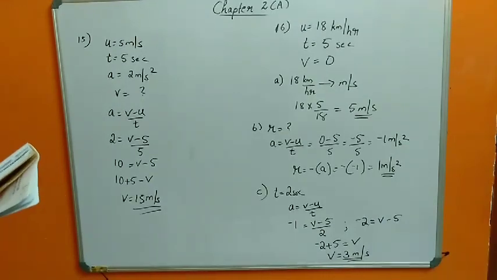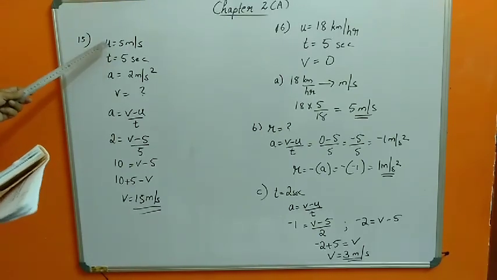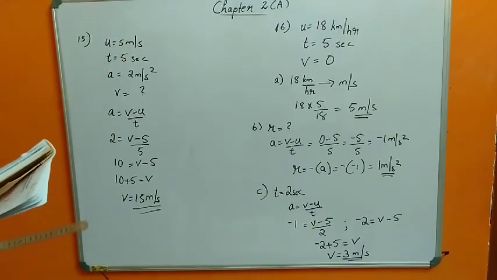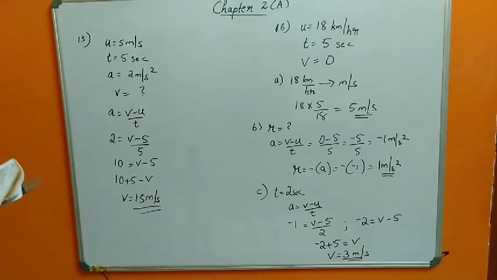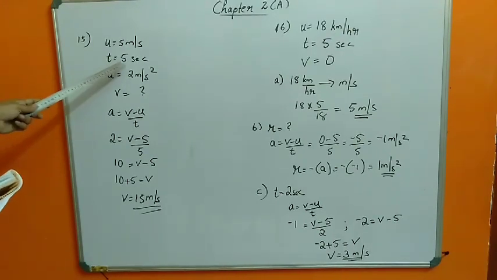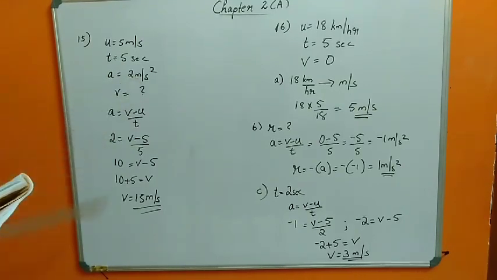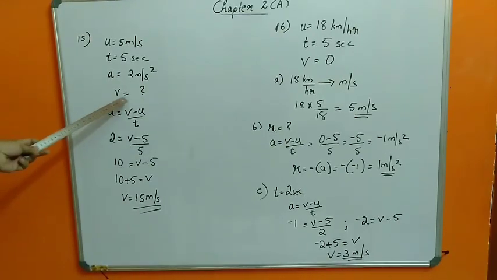Next, question number 15. A bicycle initially moving with velocity 5 meter per second. So initial velocity is given, 5 meter per second. Accelerates for 5 seconds at a rate of 2 meter per second square, that is, time is given 5 seconds and acceleration is given 2 meter per second square. What will be its final velocity? That means we are asked to find the final velocity v.